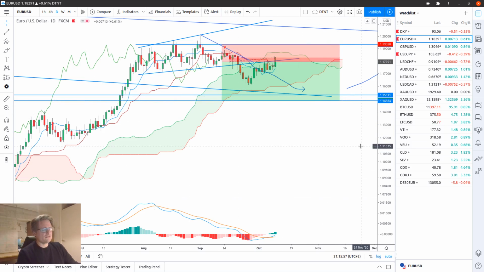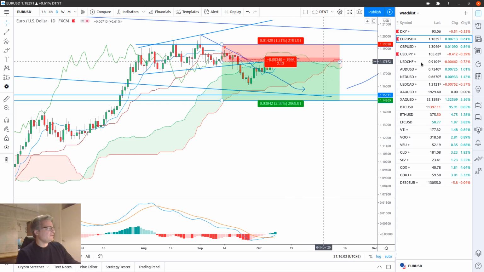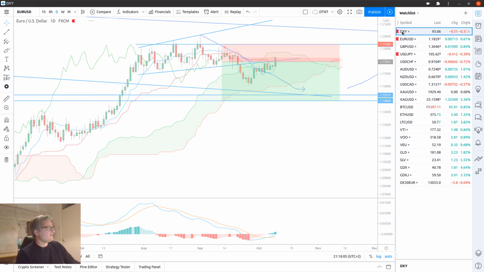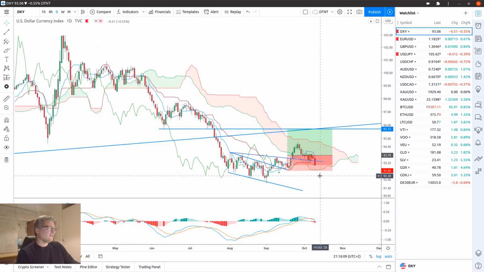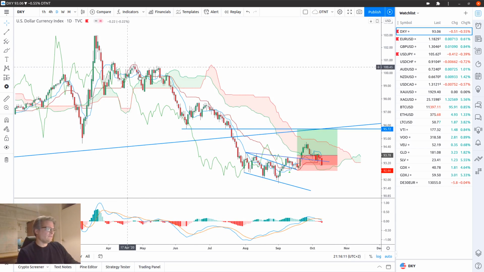So I'm not sure if I want to wait for the consolidation to be clear. Hopefully I can get out maybe at break even, that would be nice. So for the dollar index, the same thing goes here. It does look very bearish to me for the dollar.